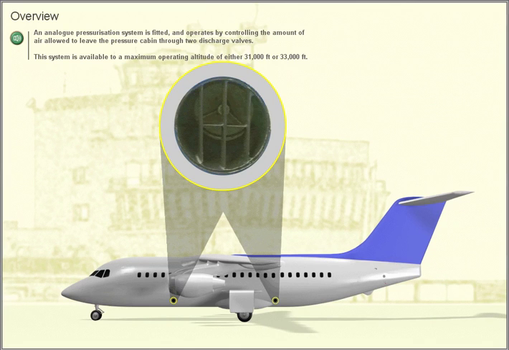Overview. An analog pressurization system is fitted and operates by controlling the amount of air allowed to leave the pressure cabin through two discharge valves. This system is available to a maximum operating altitude of either 31,000 feet or 33,000 feet.